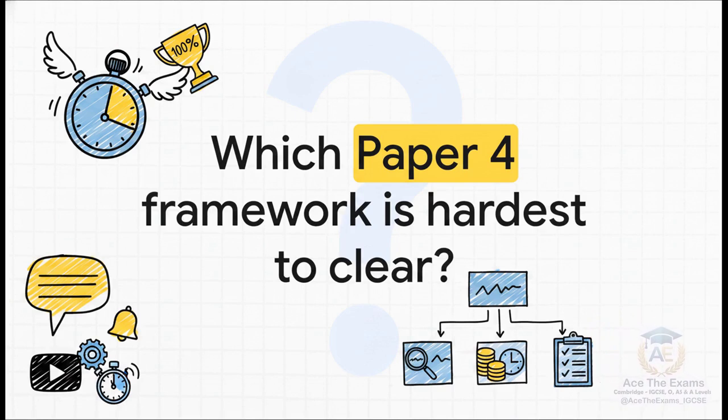Now I want you to look at the question on the screen. Which specific Paper 4 framework or unit do you find the hardest to clear under time pressure? Identify your own performance leaks, apply today's optimization strategies, and patch them.